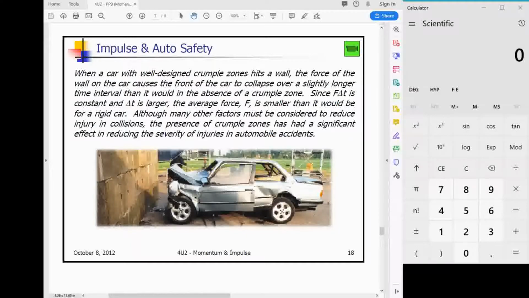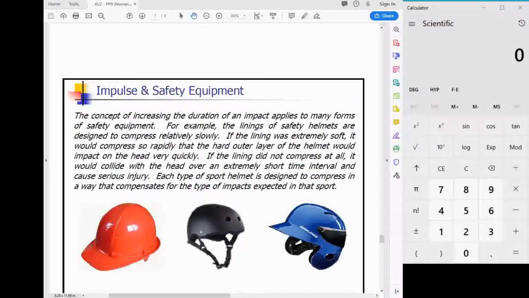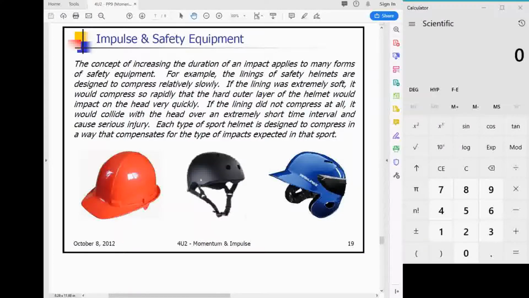When a car with well-designed crumple zones hits a wall, the force of the wall on the car causes the front of the car to collapse over a longer time interval. So again, like I was saying, because we have a greater delta t, that force has to be smaller. We use this concept for a number of things. Helmets, for example, have cushioning inside, which increases the time of impact of a collision or a hit from an object.